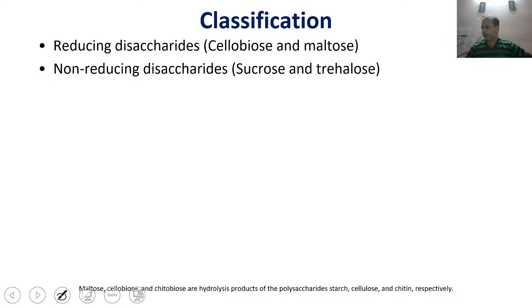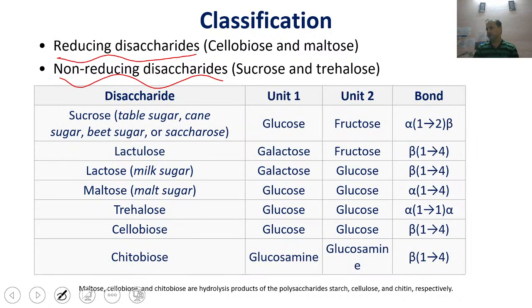So we are going to have a classification on the basis of reducing sugar or non-reducing sugar. So we have reducing disaccharides and non-reducing disaccharides, depending on whether an anomeric carbon is freely available or not. These are different examples of disaccharides. Like we have sucrose, which is also called table sugar, cane sugar, beet sugar or saccharose.